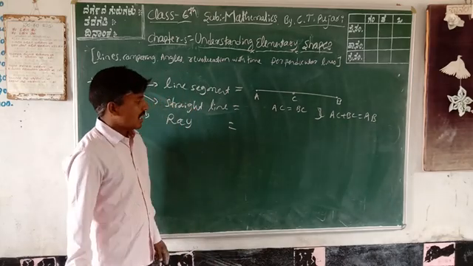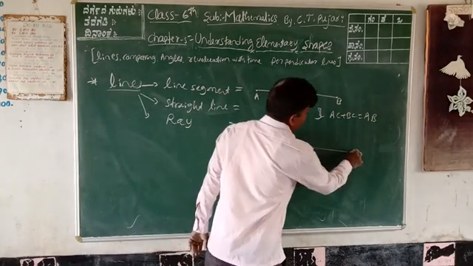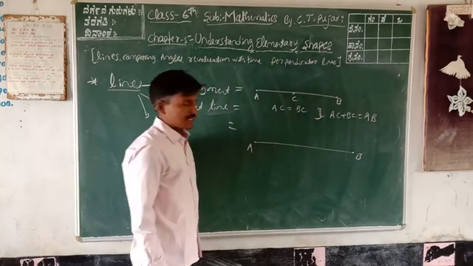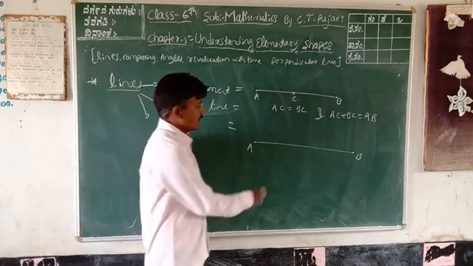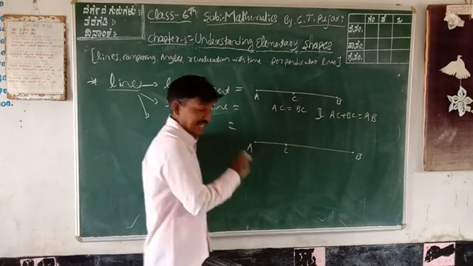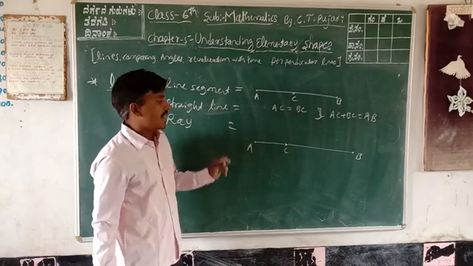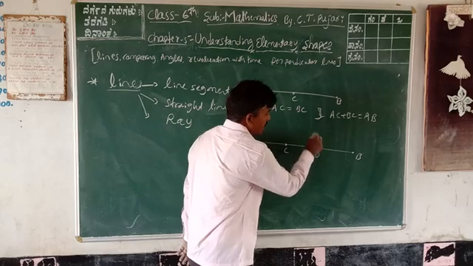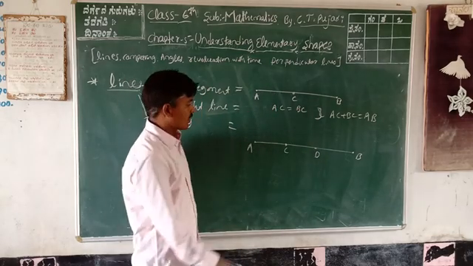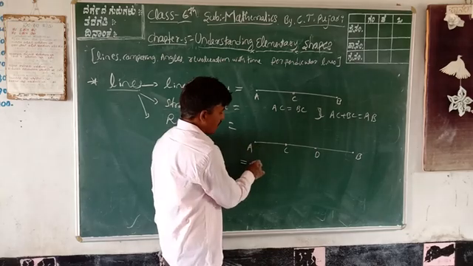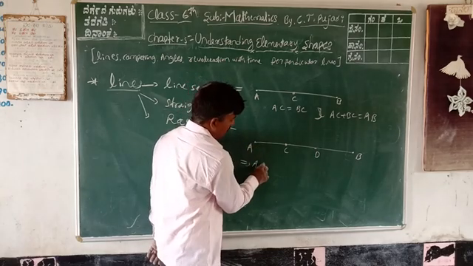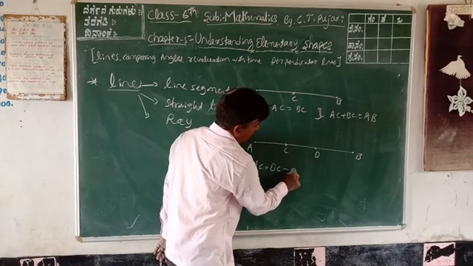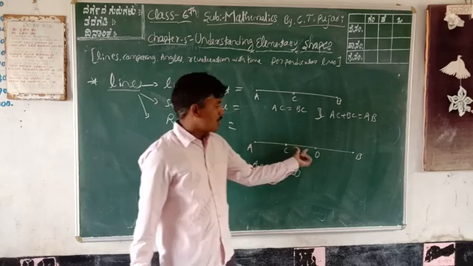Now consider again a second case. AB is a line segment. C is a point in between A and B, and D is also in between A and B. These portions are equal. For example, AC is equal to CD and CD is equal to BD. All three units are equal.